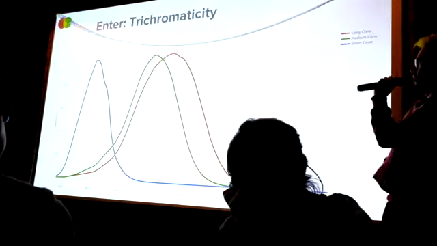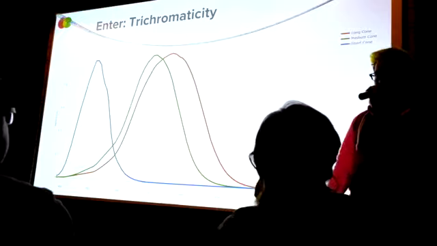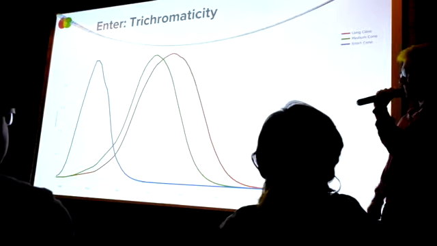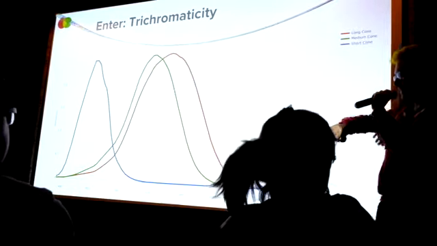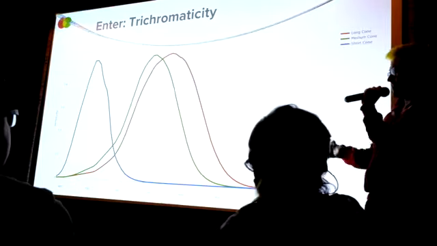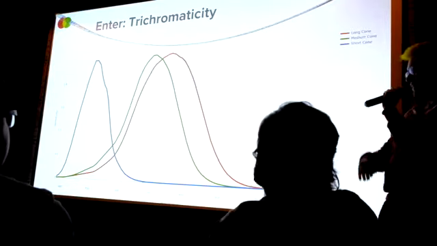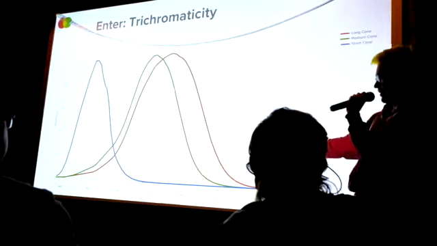And the answer is not really. So enter trichromaticity. We heard about this earlier. Let's talk a little bit about this. Inside the eye, there are cells called cones, and they come in 3 types. Each type is sensitive to a different part of light.